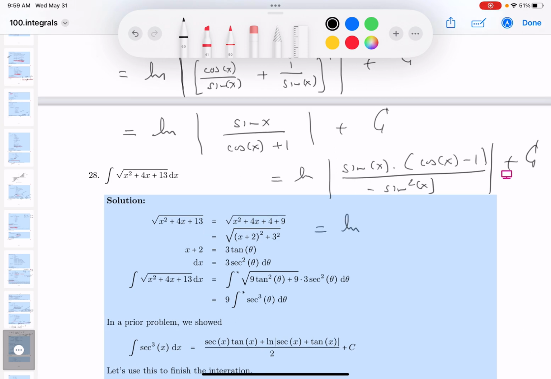Natural log. I'm going to cancel one of the sines off. You can get sine x, and then you get cosine x minus 1. What is this simplified? Natural log, cosine over sine is cotangent minus cosecant. Oops, didn't mean to do that.